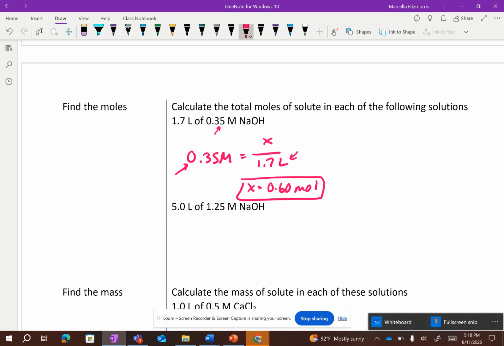Okay? If our molarity, 1.25, which means there's 1.25 moles in 1 liter, is true, then we can find out how many moles are in 5 liters. And when we solve for that to 2 sig figs, we get 6.3 moles of NaOH.